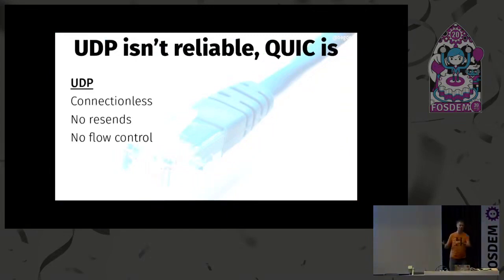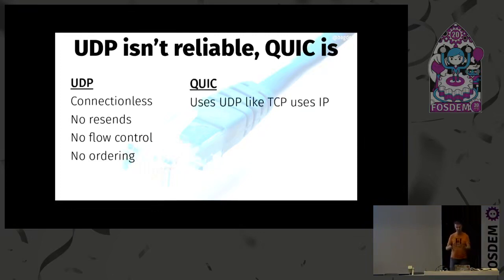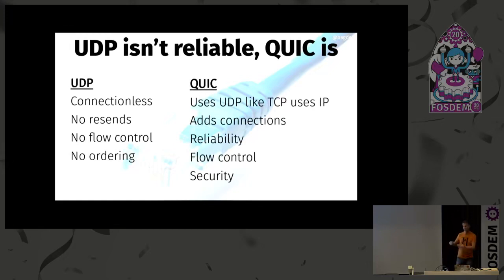So UDP, you send whatever you want. It might end up in the other end. It could actually change order. There's no resend. There's no flow control. But we're not doing that. We're using UDP, so we have to add all of that stuff on top of UDP. So we add connections and reliability and flow control, and we have streams, and we have security and stuff on top of UDP. So QUIC is a new transport protocol. TCP is out, QUIC is in.